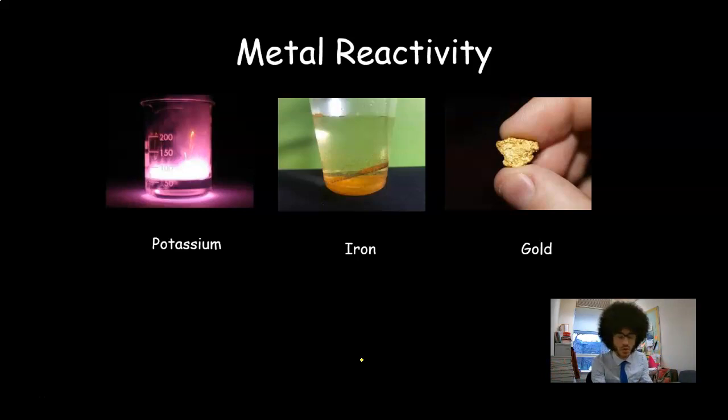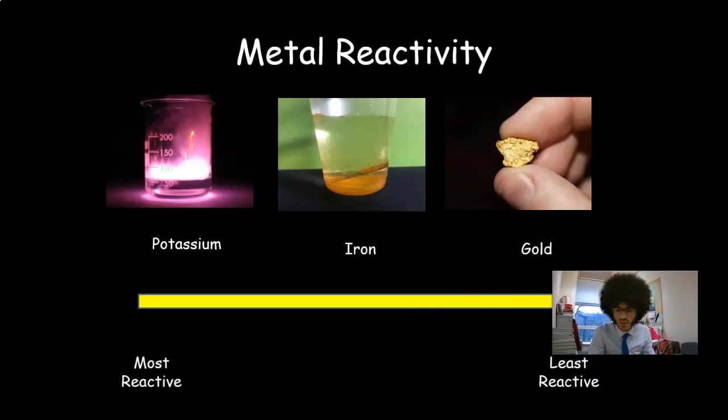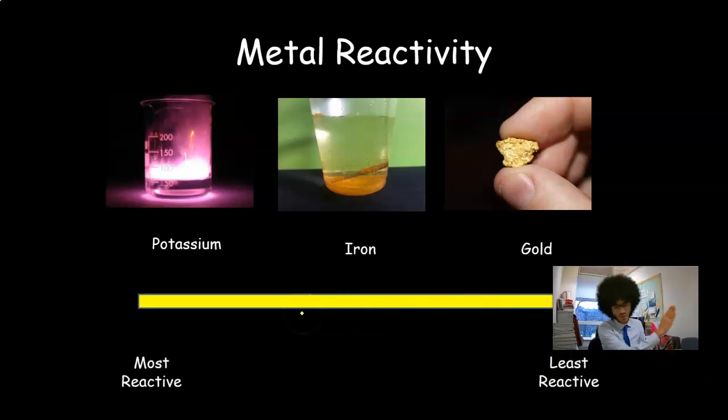So what you can do is put them on a spectrum where you've got the most reactive on the left-hand side, and the least reactive on the right-hand side, and then you've got that reactivity as a spectrum going from left to right. So that's just 3 metals out of the many that we could talk about in terms of the reactivity series.